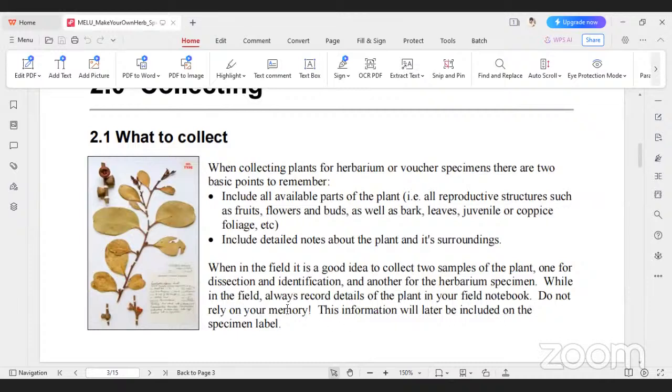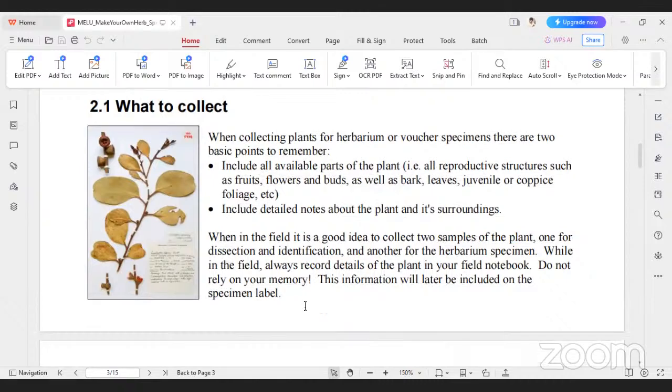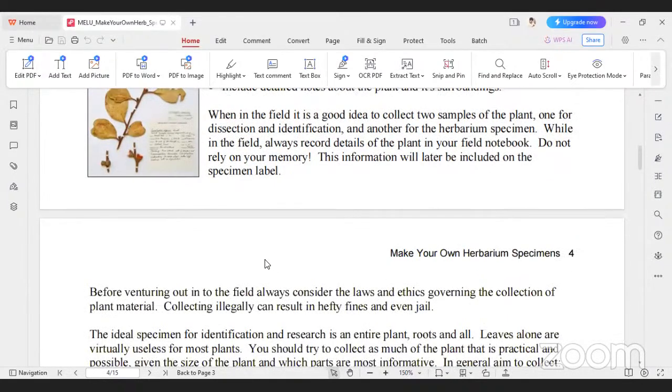While in the field, always record details of the plant in your field notebook. Do not rely on your memory. This information will later be included in the specimen label. You have already collected it, so write the name and label it. This is useful for further work.